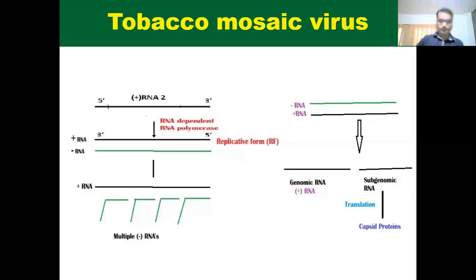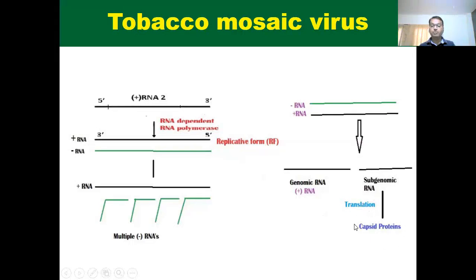So from this RNA, translation occurs directly, meaning synthesis of protein occurs. So what are those proteins? Those proteins are capsid proteins. These are many in number. So capsid proteins are the proteins required for what? These proteins are required for final assembly, packaging of the rod shaped virus.